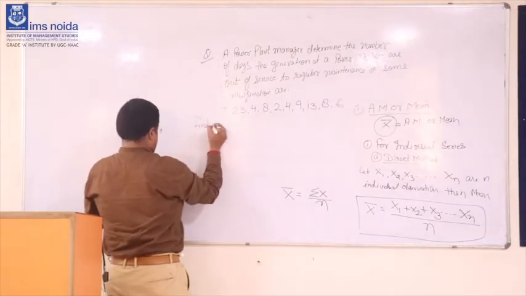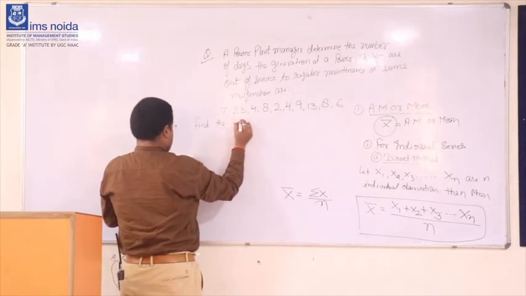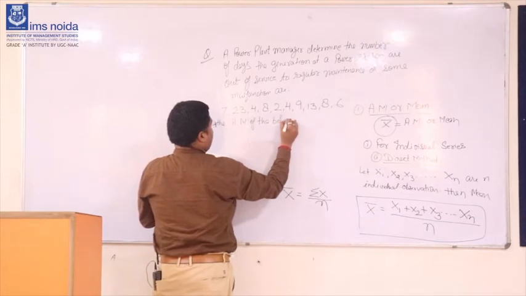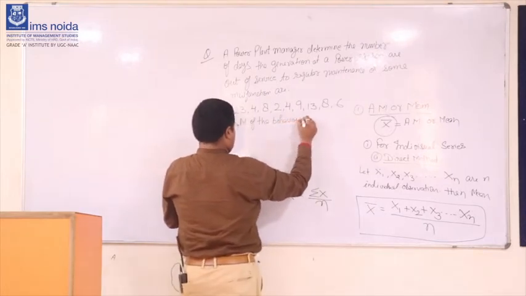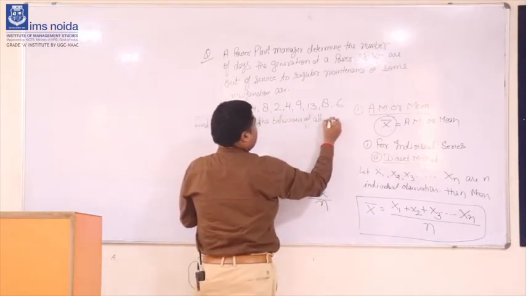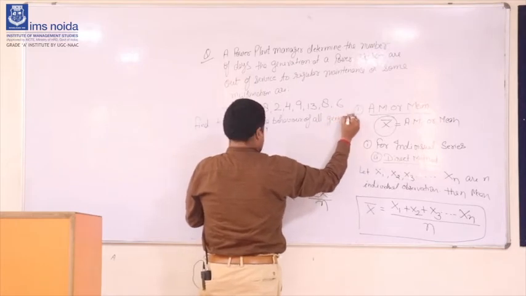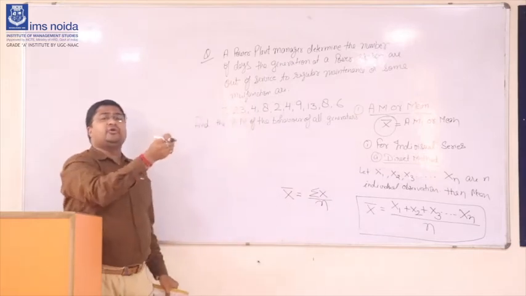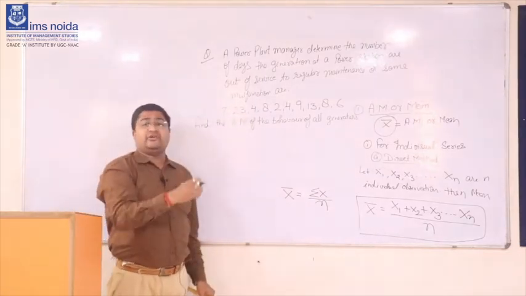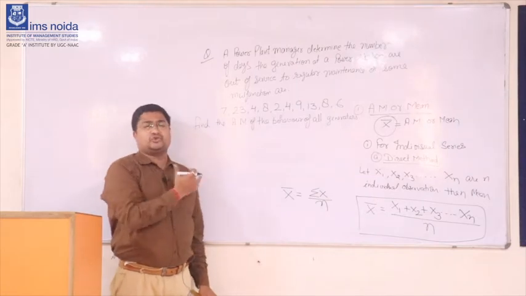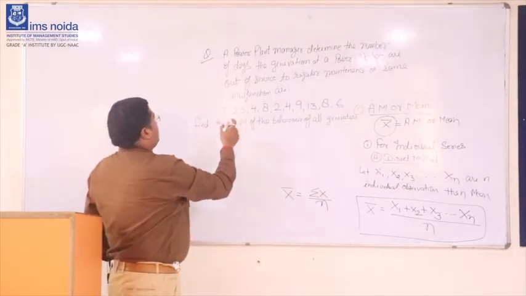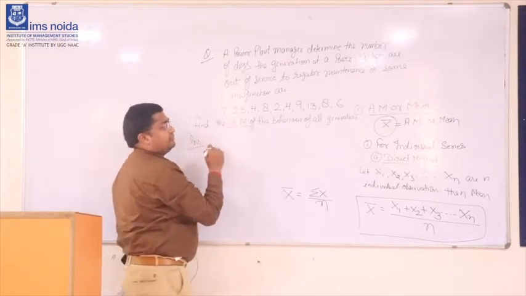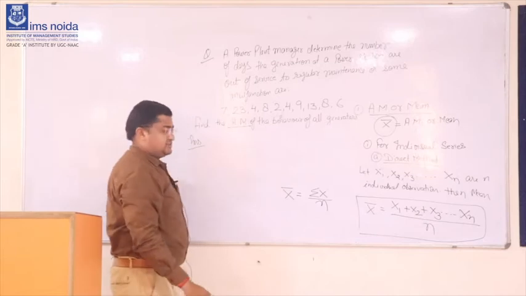Find the arithmetic mean of the behavior of all generators. This is the question. It depends on the individual series, and we will apply the direct method on this question. First of all, find the arithmetic mean of all generators.